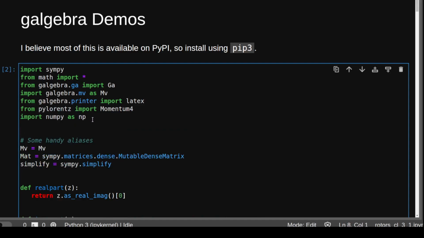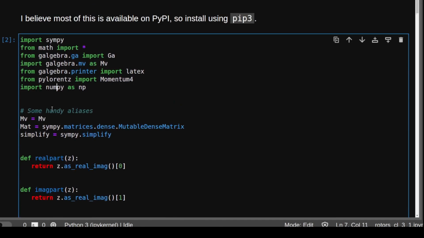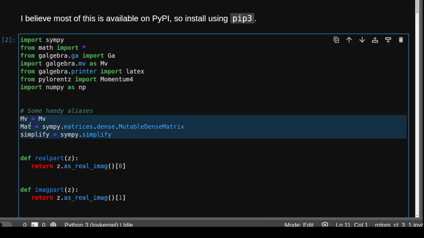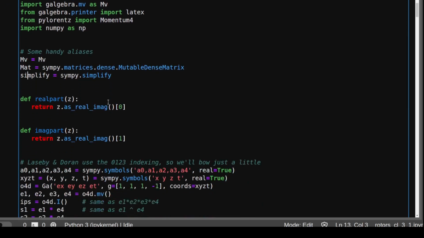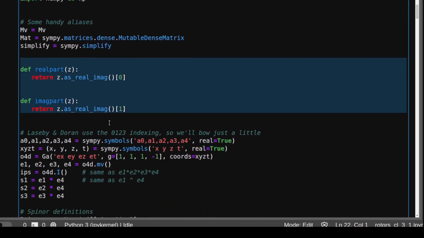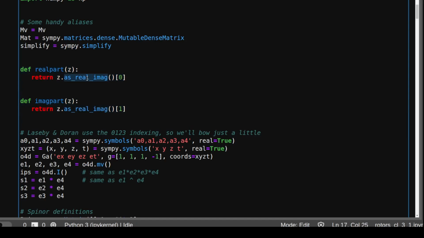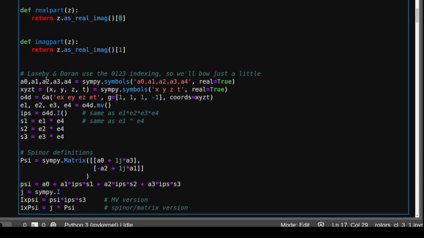Okay, but I'll use this stuff later on to do some Lorentz transformations, but not today. I'll just alias some names here for the matrix and the simplify for SymPy. I will be using real and imaginary parts. Remember, SymPy returns real and imaginary as a list, so I just pull out the first entry of the list for the real part, second for the imaginary. Then I need some symbols to use. I'll use SymPy symbols to define these.